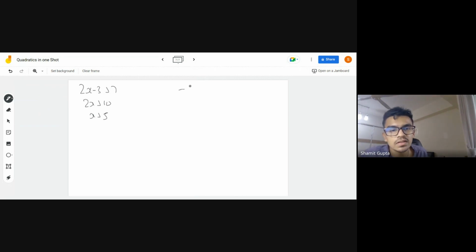Suppose it's minus 2x minus 3 greater than 7. You'll be like, okay, minus 2x greater than 10, x greater than minus 5. No, this is wrong. The left side was correct. This is wrong. Why?